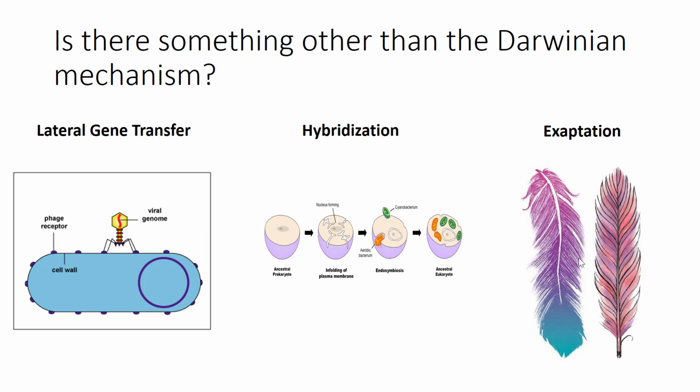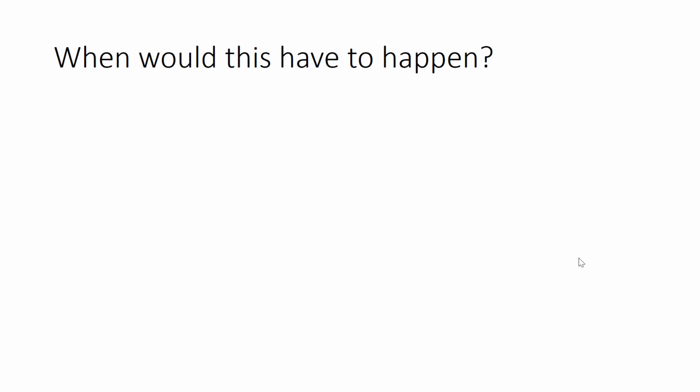So natural selection and random mutations don't seem to be a good mechanism for explaining how you could get macroevolution. Artificial selection seems to indicate that there's a limit to what microevolution can do. These other mechanisms don't seem to provide a good way to explain how we could generate macroevolution. Well, we have another issue, and the question is, if one of these mechanisms could work and could generate new forms, when would this have had to happen?